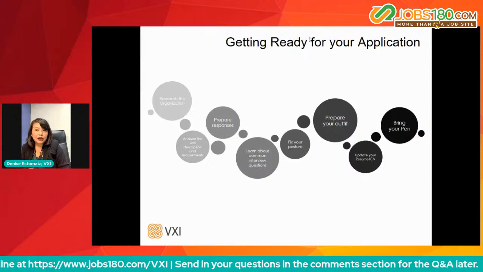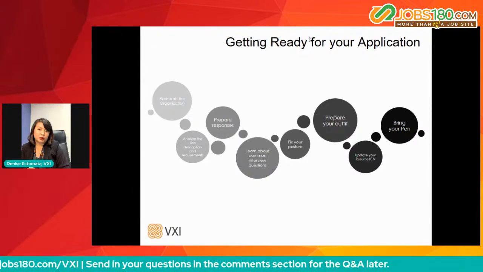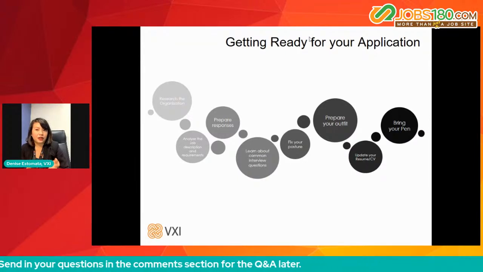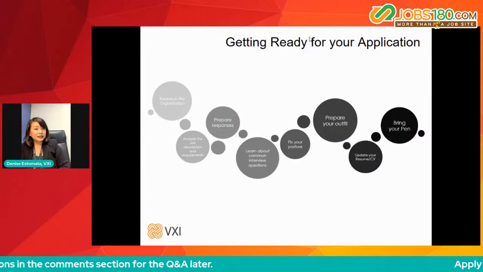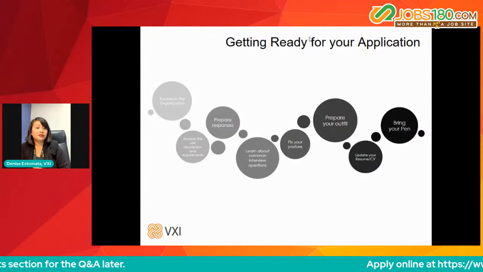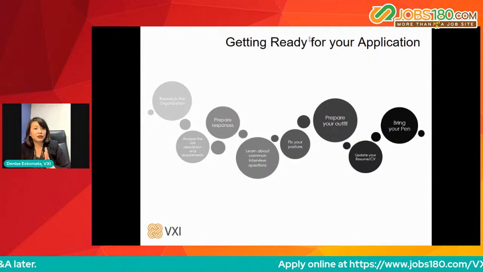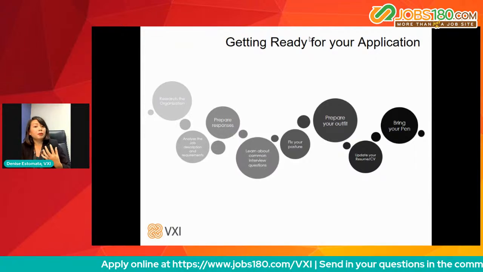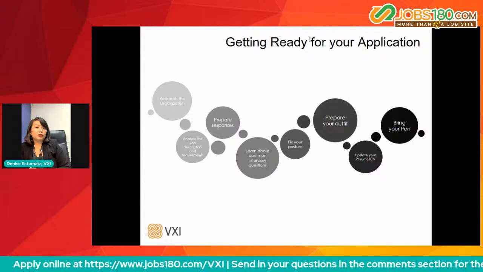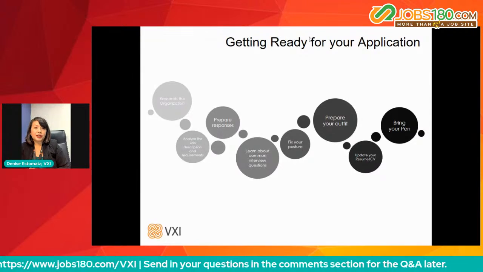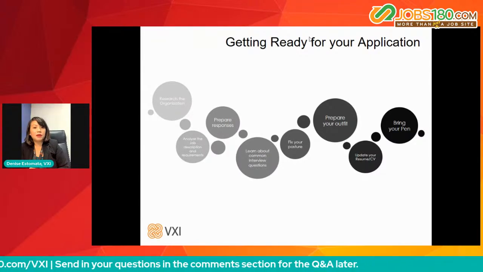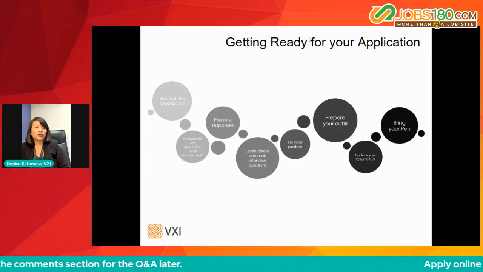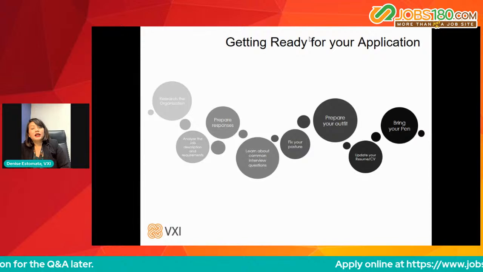Next is learn about common interview questions. I've already mentioned that one. Next is fix your posture. Again, 55% of the message that you send is through body language. So fix your posture. Prepare your outfit so that you'll know if you are comfortable enough in wearing it, or if it's the best outfit that would fit the organization or the culture of the company. And of course, update your resume or curriculum vitae.